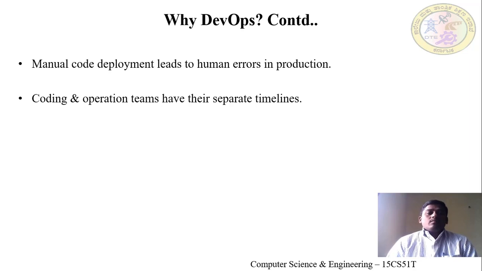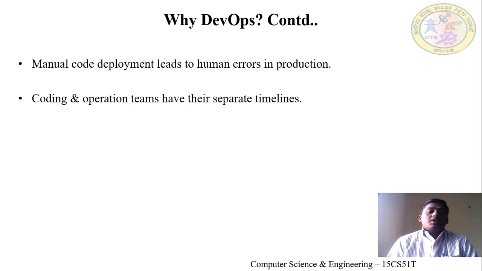Then manual code deployment leads to human errors in production while delivering the particular software, right? While releasing the particular software, while configuring the particular code at the client end, you are going to get some errors. Manual code deployment leads to human errors.